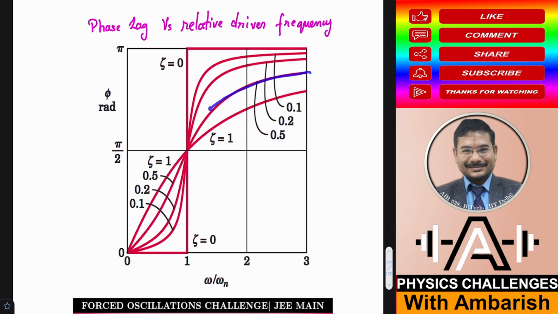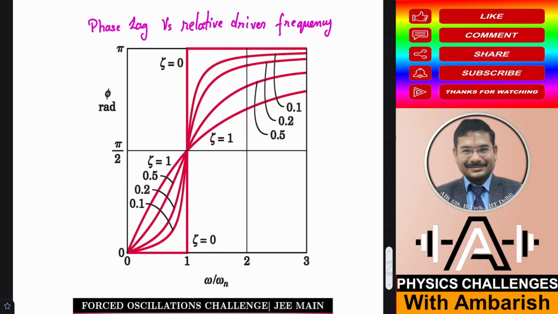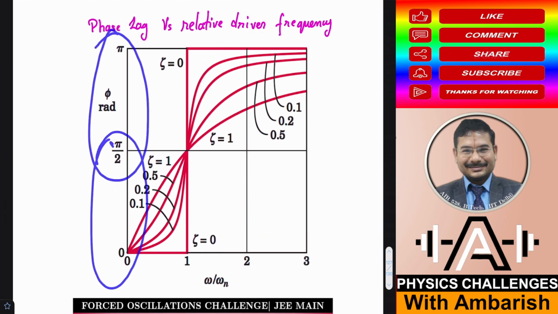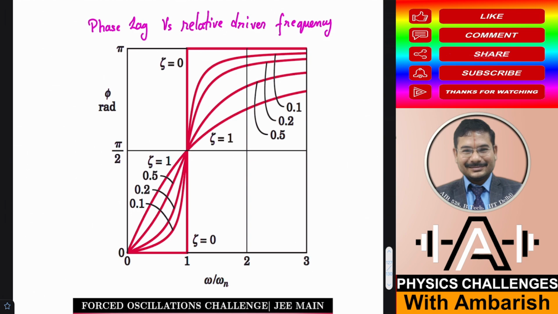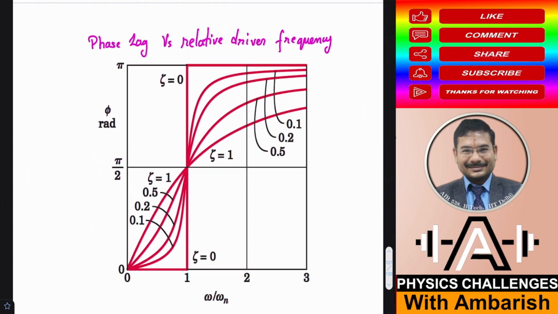You can see this type of graph happens, and that means what? Here the same thing you can see. If driving frequency is somewhere between 0 and natural frequency, the phase lag is somewhere between 0 and pi by 2, right? And when the driving frequency is more than the natural frequency, you can see phase lag is somewhere between pi by 2 and pi. Okay, so here it is between 0 and pi by 2, and here it is between pi by 2 and pi. And of course at very large frequencies, all these graphs will be saturating to pi. Okay, so that's the graph of phase lag versus relative driver frequency. I hope you understood this concept also.